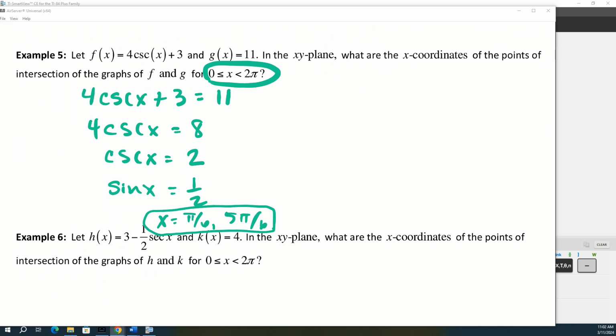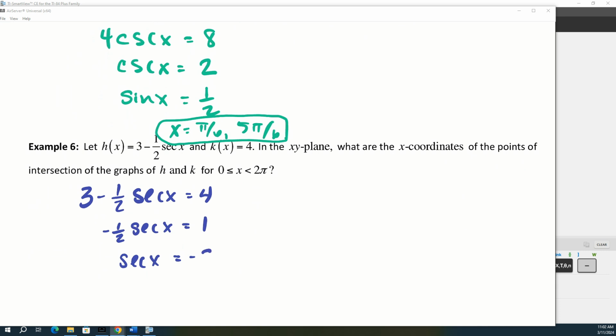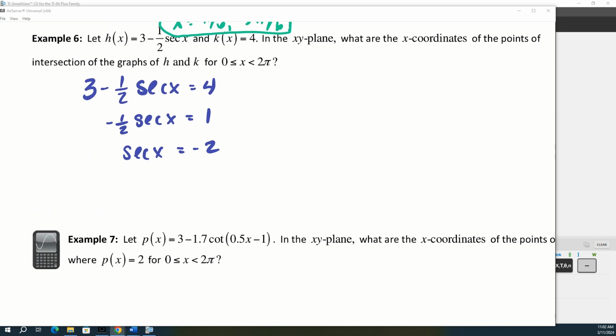All right, so let's look at example 6. We have the same situation, so we just set these equal to each other. Get everything away from secant of x by subtracting 3 and multiplying by negative 1/2. Nope, multiplying by negative 2. Right, then we're going to change these to reciprocals.